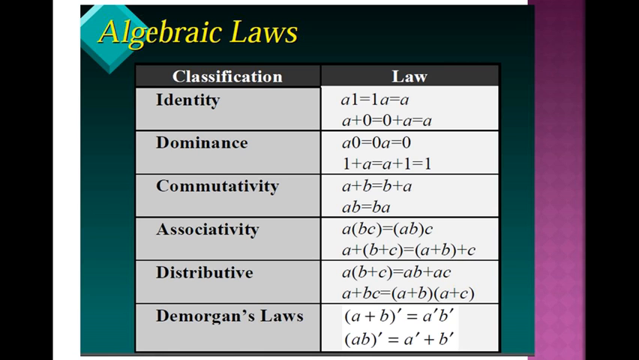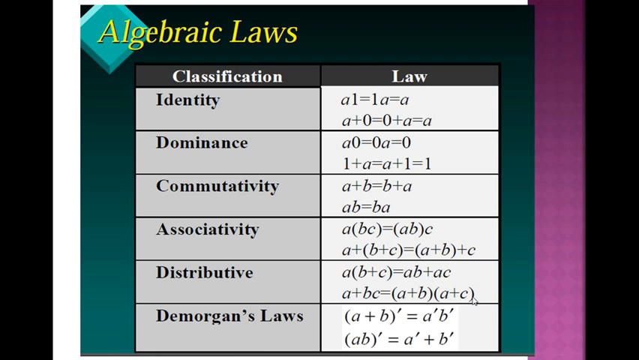In the same way, another law is the distributive law. A(B plus C) is distributed into two parts, AB plus AC. A plus BC is divided into two parts, (A plus B) into (A plus C). So whenever I take A common, that becomes A plus BC.